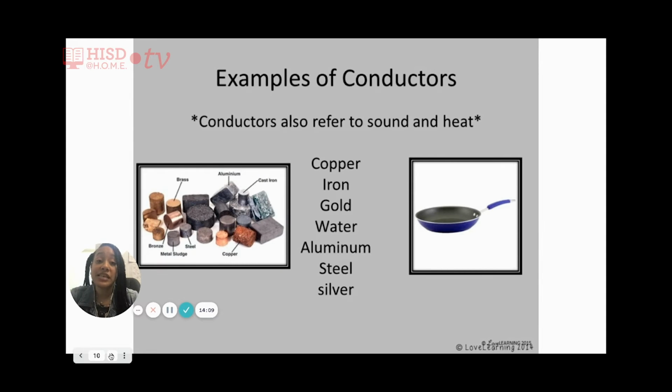Now, some additional examples of conductors you want to add to your foldable: copper, iron, gold, water, aluminum, steel, and silver. I'll give you a few seconds to add these examples to your foldable.